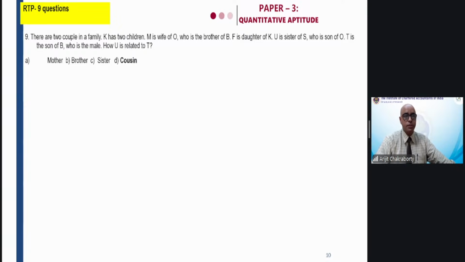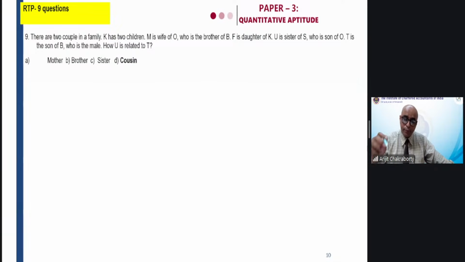U is the sister of S, who is the son of O. O ka son. So U is the sister of S and S is the son of O. So please see that S is male and U is the sister of S. So U is female. That means we find a complete family here. M, O, they are couple and they have two children. S is the male, U is the female. So one relation we have got.